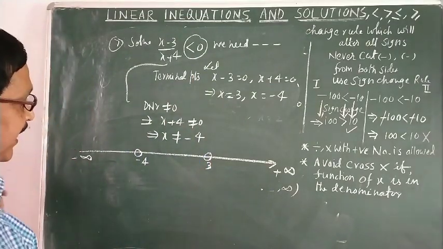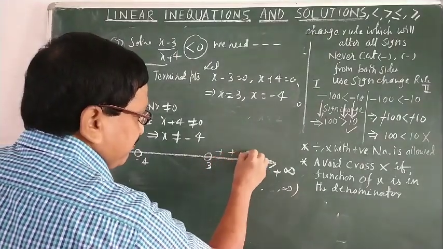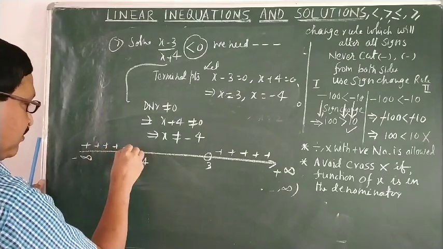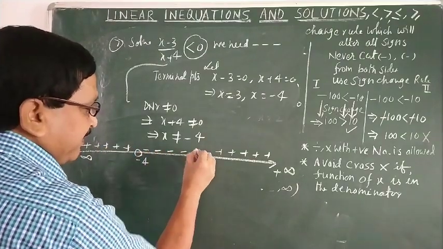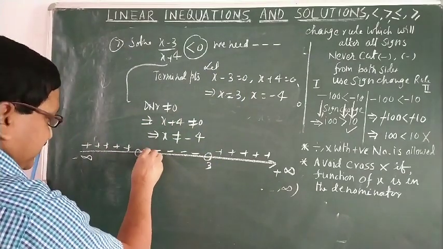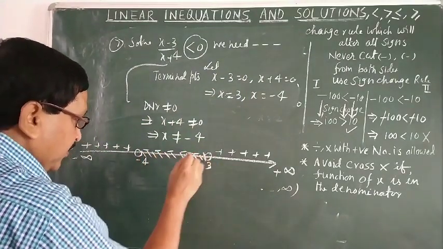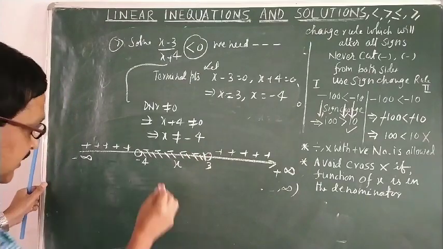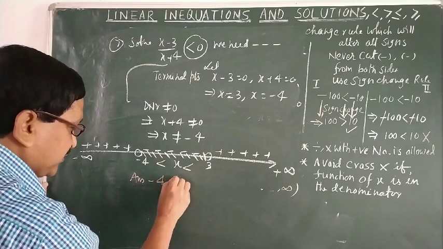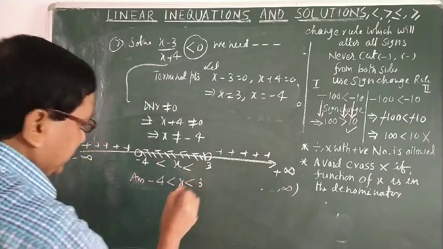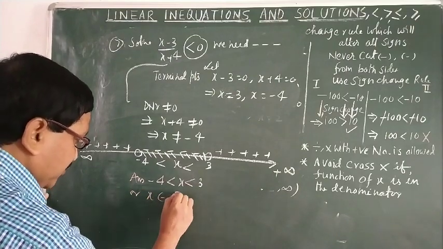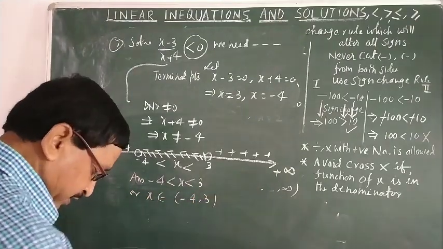After that, the permanent sign scheme: plus, in between there is minus permanently, and plus. We need minus. So our answer is this. x will sit here and this is your answer. So the answer is minus 4 is smaller than x, smaller than 3. This is continuity. Or you can write x belongs to minus 4 to 3.